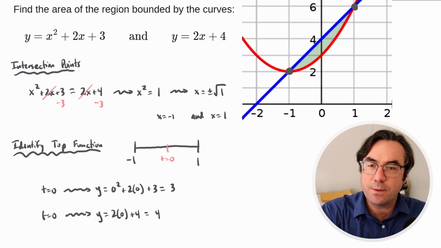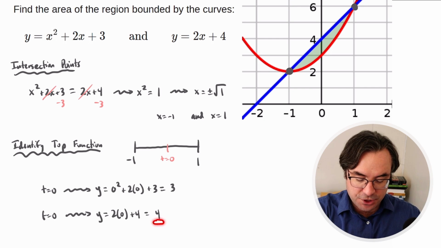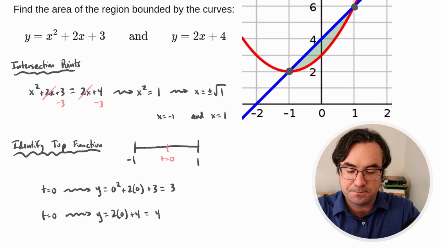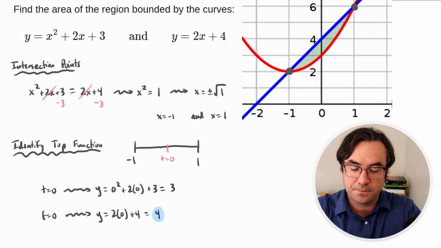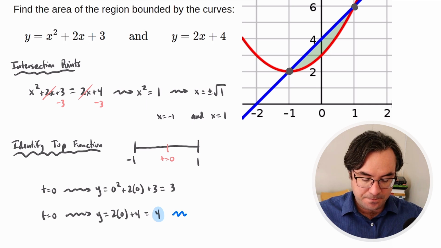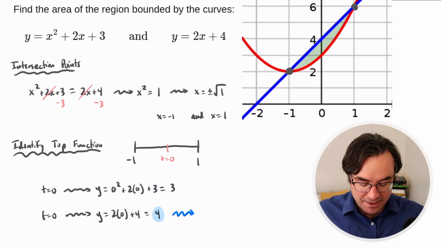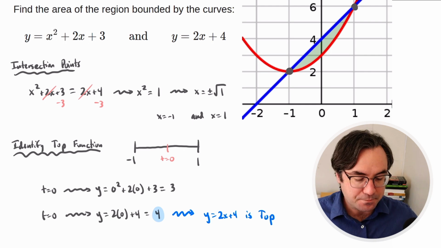And so the way we can use this to identify the top function is whichever function gives us the larger value, well, that's the top function. So in this case, the larger value is 4. So what this is telling us is basically what we could tell from the graph, that y equals 2x plus 4 is the top one.